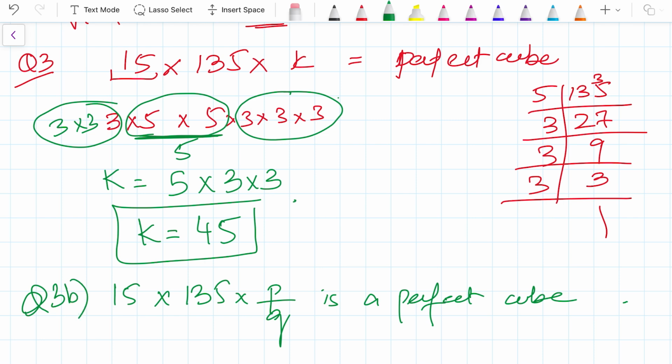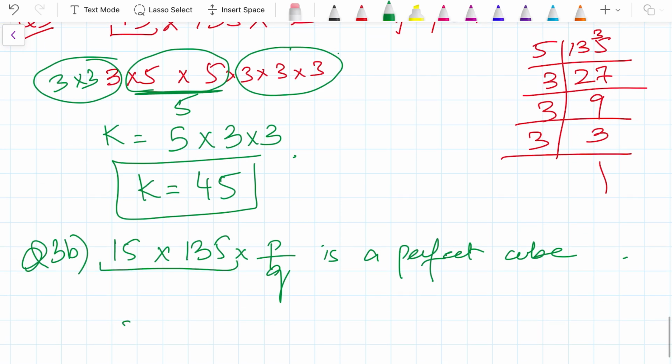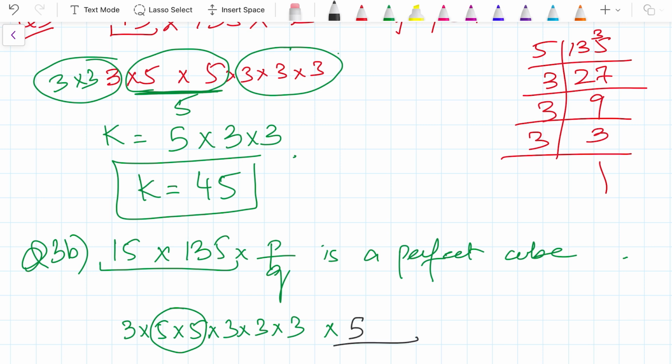So we have 3 into 5 into 5 into 3 into 3 into 3. We just need one more 5 to complete the 5 set, so I can write that P is 5. And we need 2 extra 3s, so how about we just cancel out this 3 by dividing it with the denominator. So this also becomes a perfect cube.